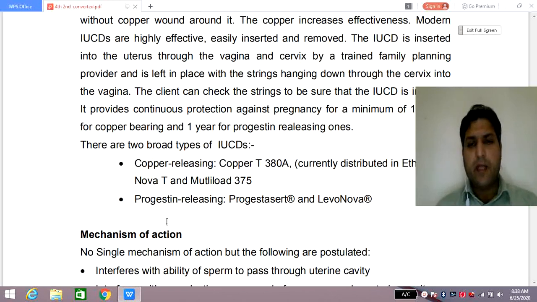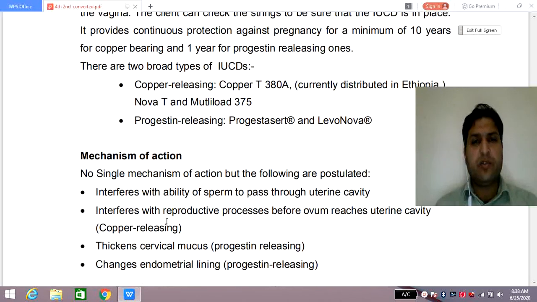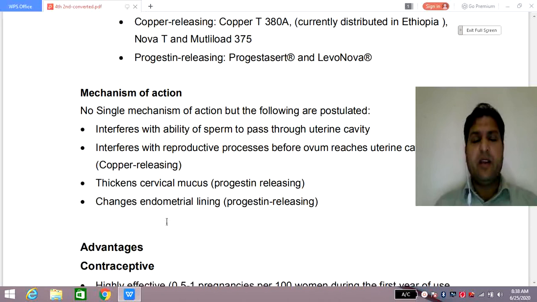And the next one is the progestin-releasing type, that is progestin and levonorgestrel. These substances are available under different trade names. One substance has the ability to release copper, while the other has the capability to release progestin. And progestin, again, as shared before, is used as a contraceptive, and obviously it decreases the chances of pregnancy.